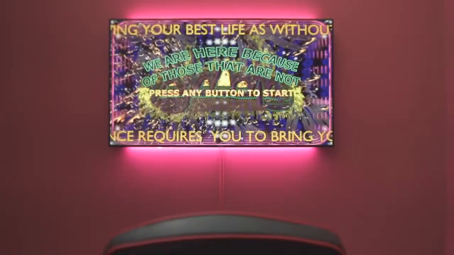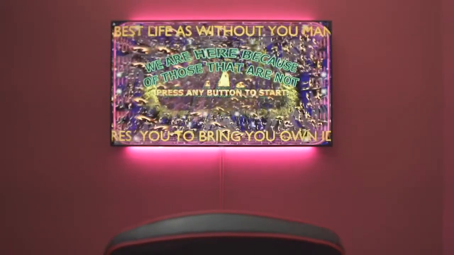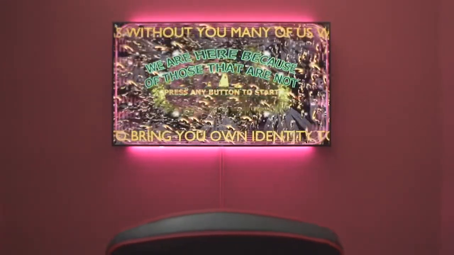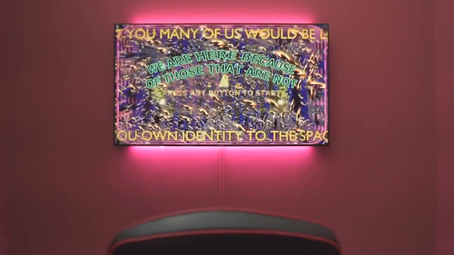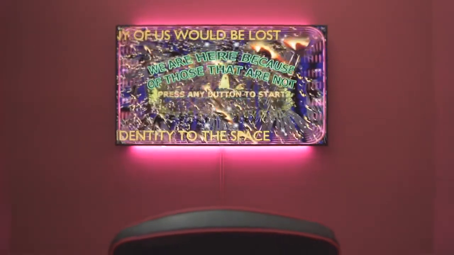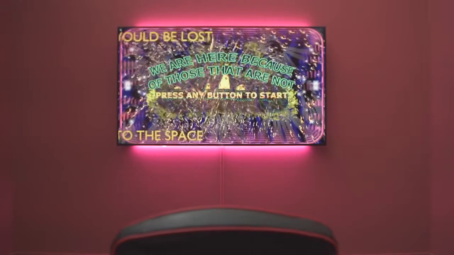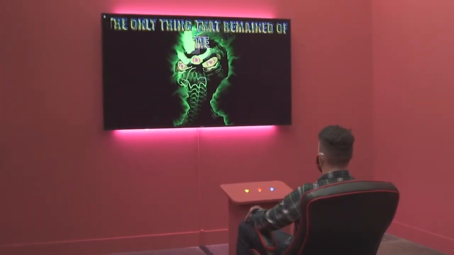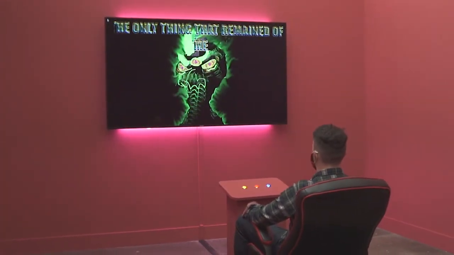With its non-graphical interface, We Are Here Because of Those That Are Not recalls the text-based games that emerged in the 1970s, which invited players to enter virtual worlds through their imagination instead of their eyes. Although this game also includes imagery, it is highly stylized.